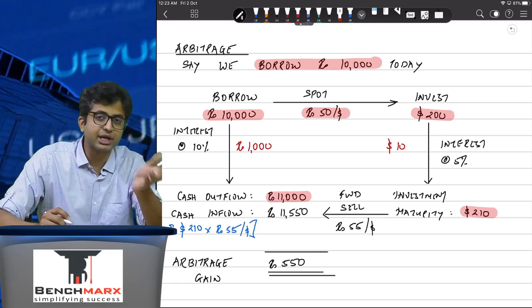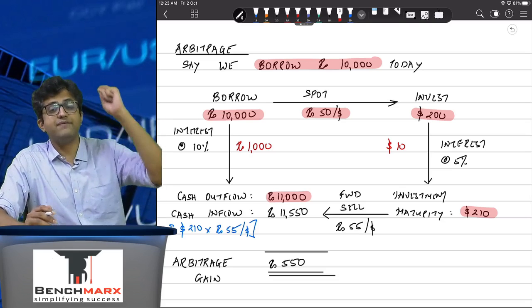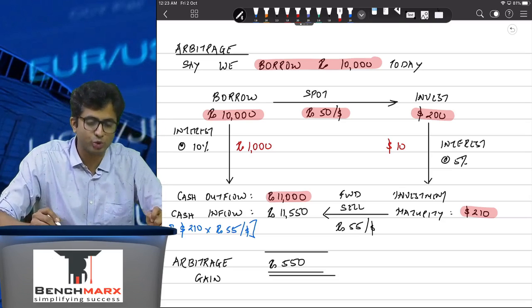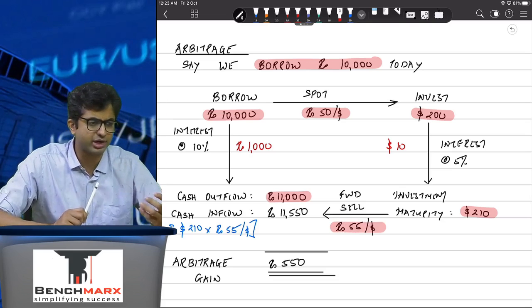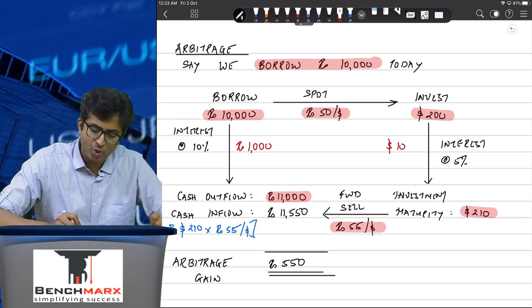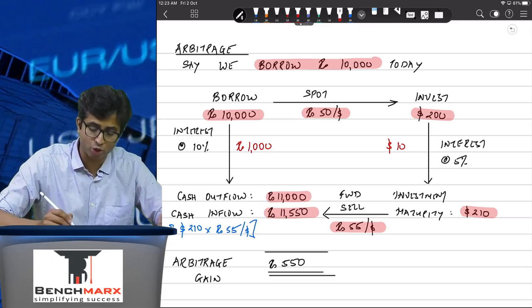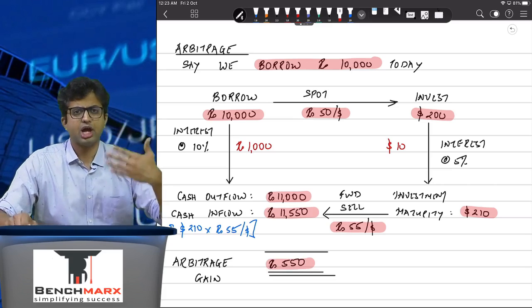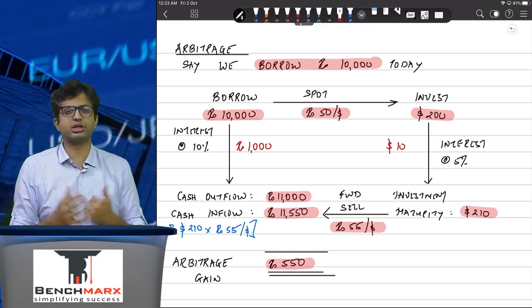Well, we are worried that one year later we have $210, and we don't know the rate. We don't care because we can transact at the actual forward rate, which is rupees 55 per dollar, and 210 into rupees 55 will give us 11,550. Hence the difference between the two is taken as an arbitrage gain. If there is such an arbitrage gain, it is riskless. Without making any investment, we are earning this profit.